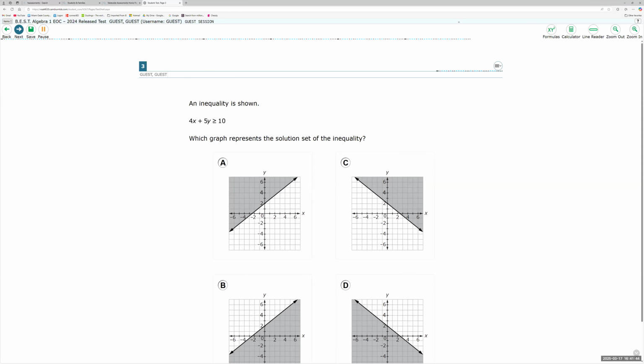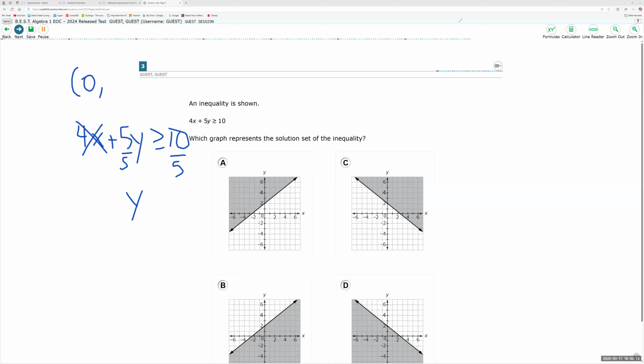All right, inequality now: 4x plus 5y is greater than or equal to 10. Same thing, it's in standard form. So let me do what I did for the previous problem. Let me say 4x plus 5y is greater than or equal to 10 when x is 0. That's going to be gone because 4 times 0 is 0. And so dividing by 5, y is greater than or equal to 2. So (0, 2). I bet you they all have (0, 2) now. Of course they do.